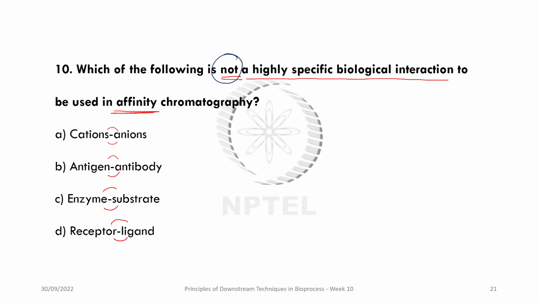Thank you, Natasha. Right answer. So, all these are very, very specific interactions. But cations and anions are just charge based. Although they are specific to a certain sense, these are not a highly specific biological interaction and definitely cannot be used in an affinity chromatography. These fall under the ion exchange category. Correct? So option A is your right answer.